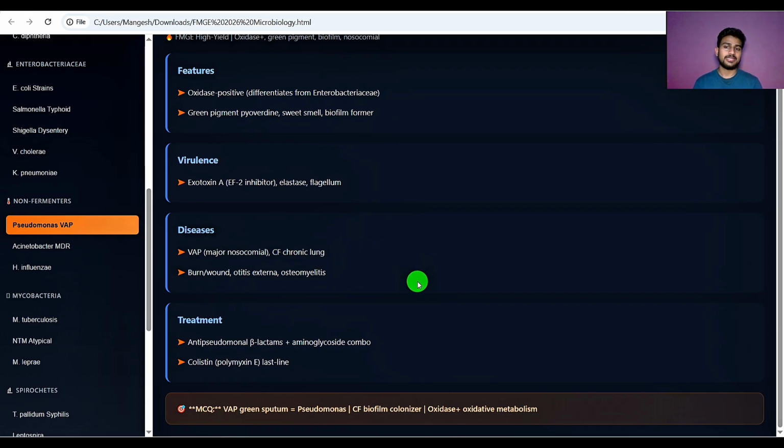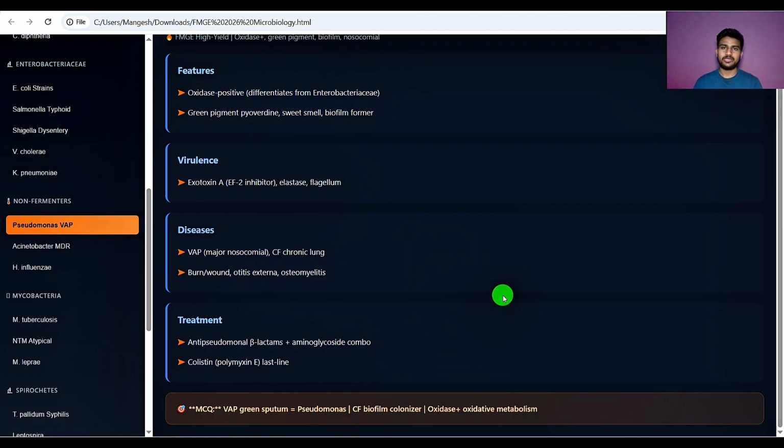And the next thing is about the disease. This is more important. You have to remember that it is the major contributor towards ventilator acquired pneumonia, that is majorly nosocomial, that is hospital acquired. Chronic lung infections can be there. There can also be a burn or wounds history. Otitis externa and osteomyelitis are the conditions which are associated with it.